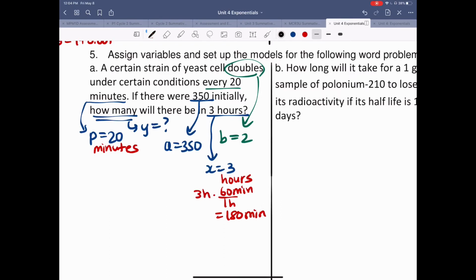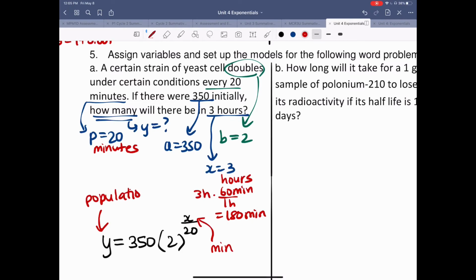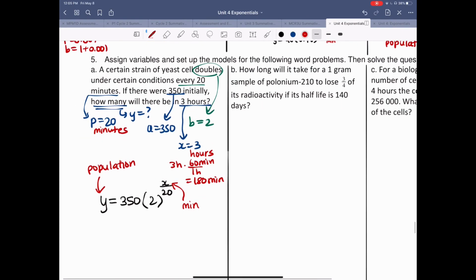And so first, I'm going to write down the equation. So it's y is equal to a, which is 350. My base is 2 because it's doubling. I'm going to leave the x as is because I want to set up my equation first. And I have my p value of 20. And because my p value was in terms of minutes, my x will also be in terms of minutes. And meanwhile, the y will be the population. Now I'm ready to start plugging things in to try to solve.